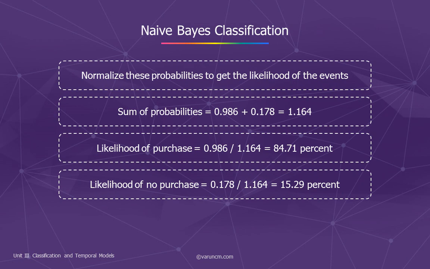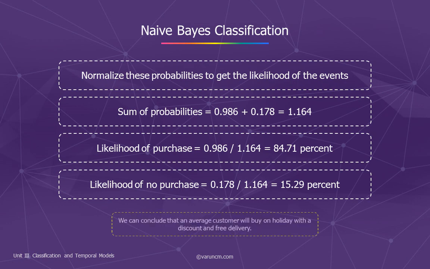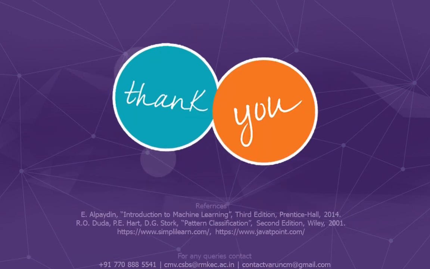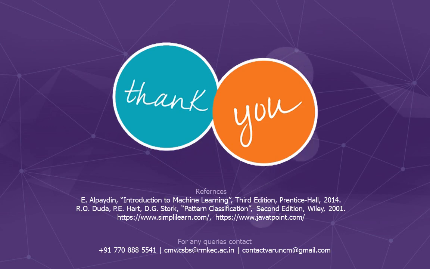84.71%. And similarly, not purchase is 0.178 divided by 1.164, which is equal to 15.29%. So this is the percentage chance of buying and not buying the product on the particular day, that is holiday, with the discount and with the free delivery. So we conclude that the average customer will buy on a holiday with the discount and free delivery. It is around 85%. So this is how we can use the Naïve Bayes classification for classification purposes.